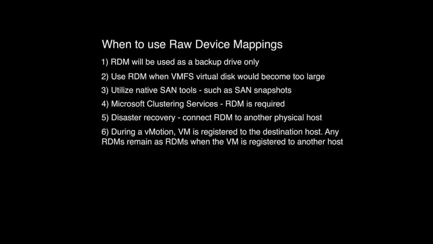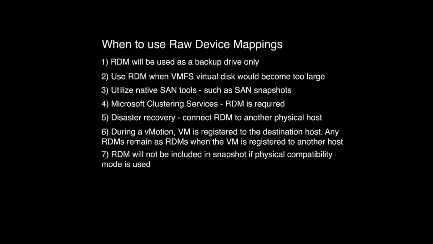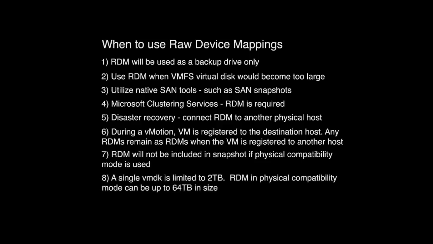During a vMotion, a virtual machine is registered to the destination host. Any RDMs remain as RDMs when the VM is registered to that new host. An RDM will not be included in a snapshot if physical compatibility mode is used. A single VMDK is limited to 2TB. An RDM in physical compatibility mode can be up to 64TB in size.